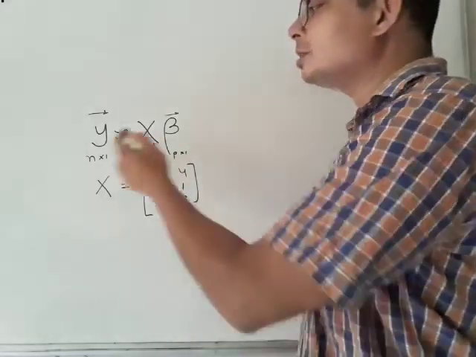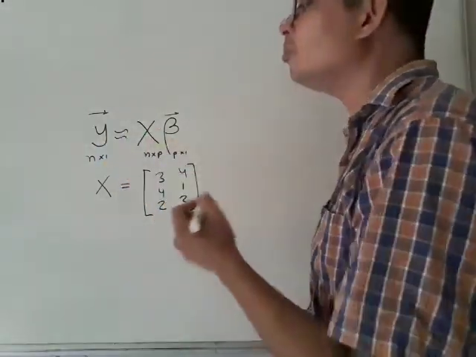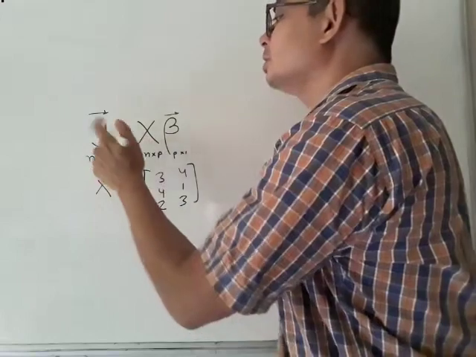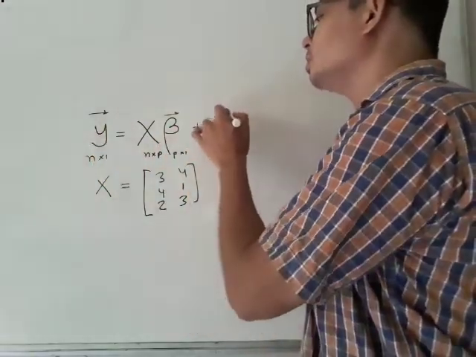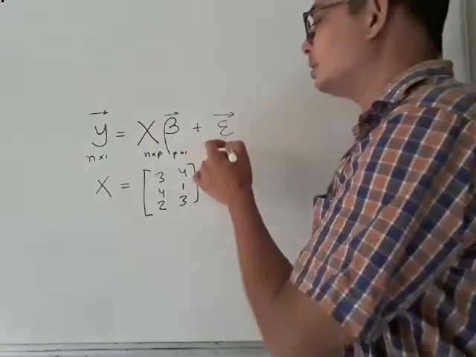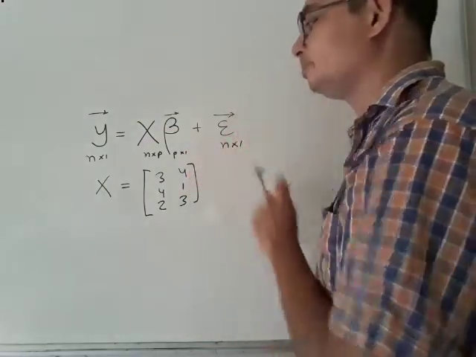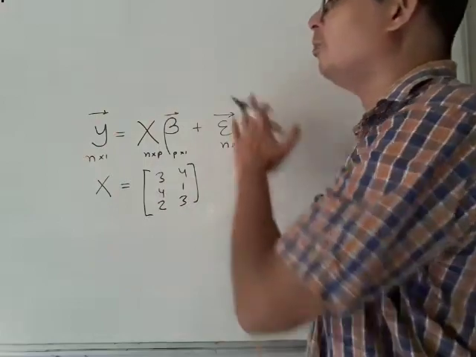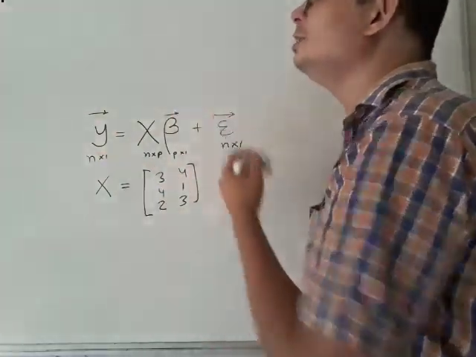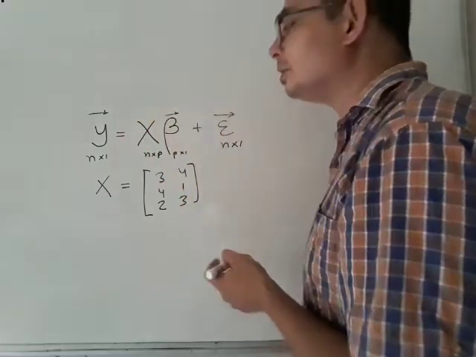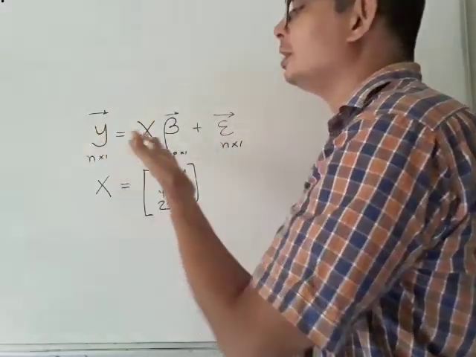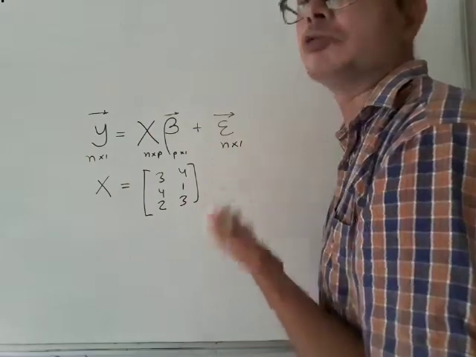Now instead of writing it like this with an approximate thing, most of the time we prefer to write it as this plus an error. We write it as vector epsilon, that is also n by 1. And this is the general form of a linear model. That's what we call a linear model. A linear model is just an approximate system of linear equations.